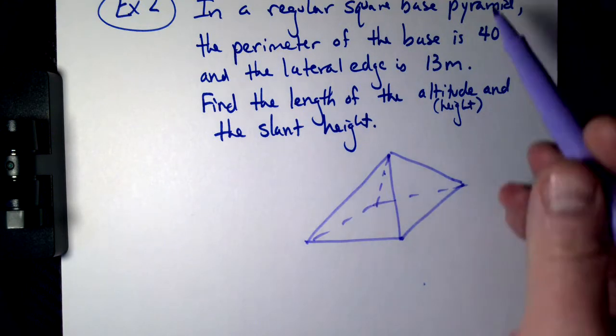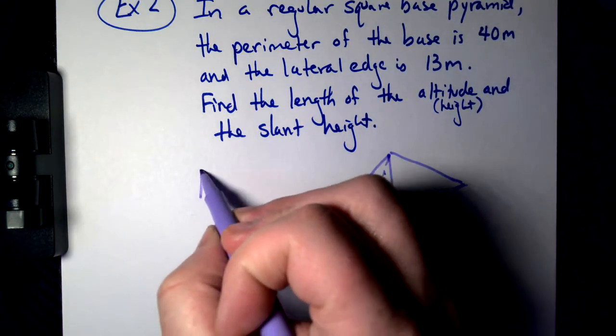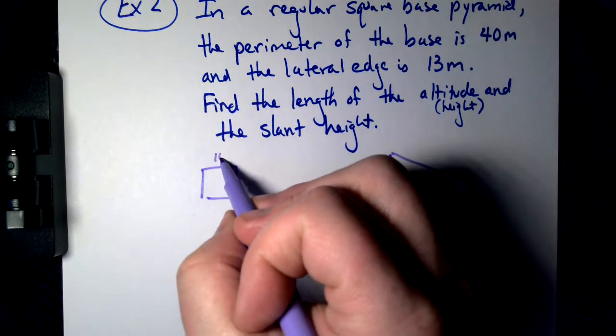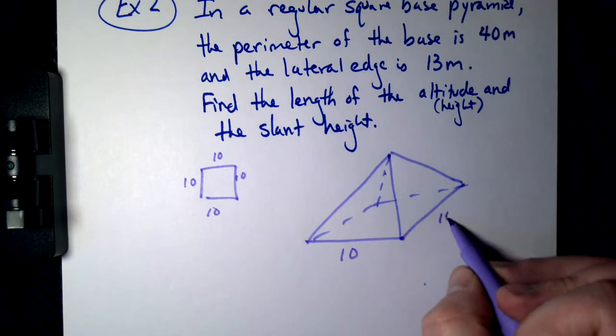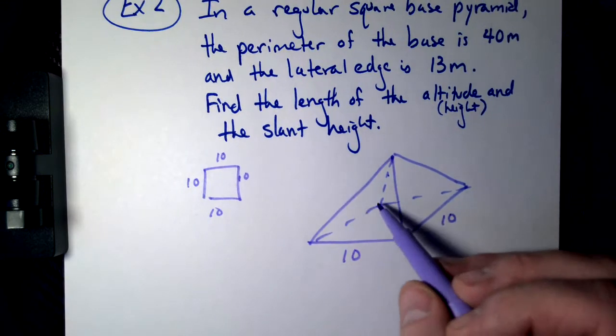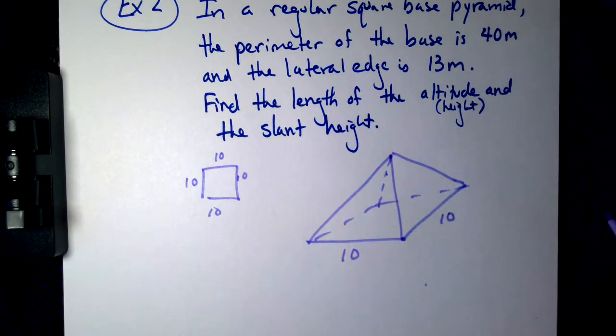What they gave us is that the perimeter of the base, well, the base is a square. If the perimeter is 40, then every one of these is 10. So this is 10, and that's 10. And the two dotted ones, they're also 10. I'm not going to draw them in right now.